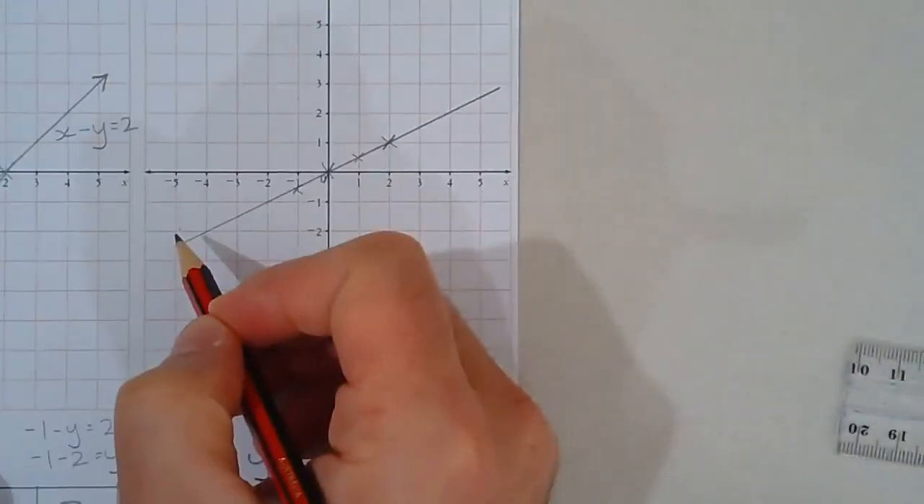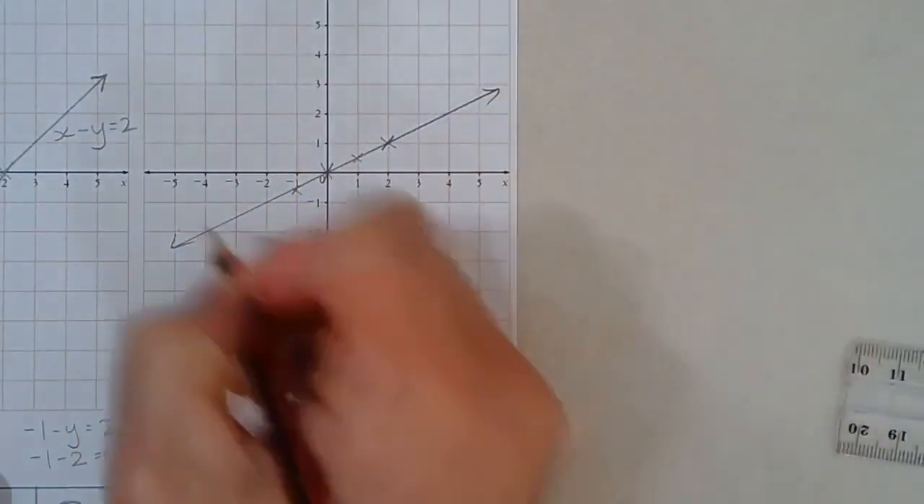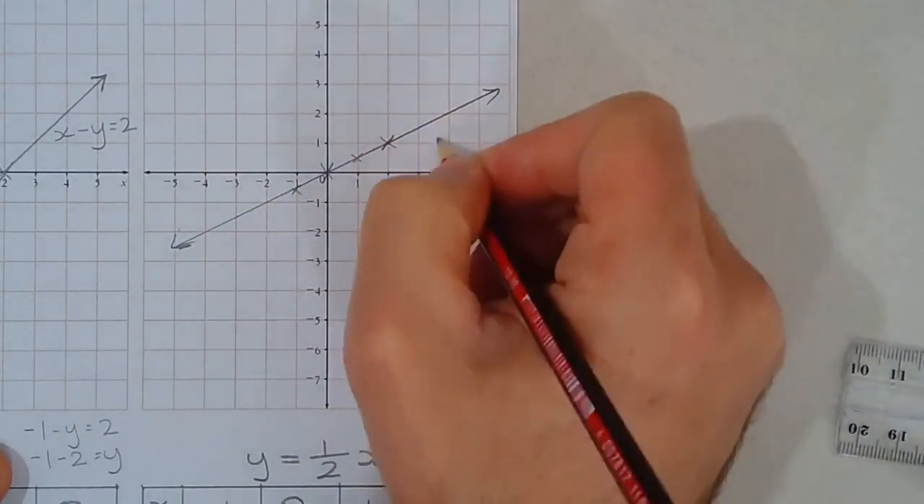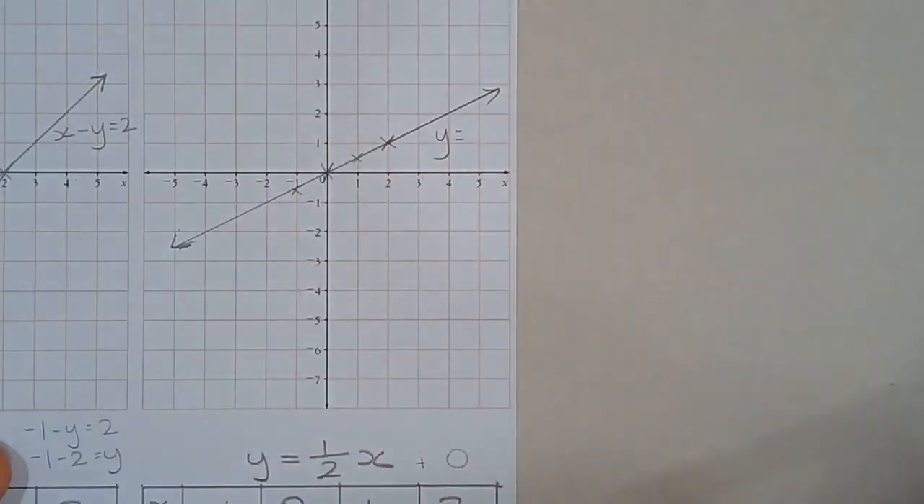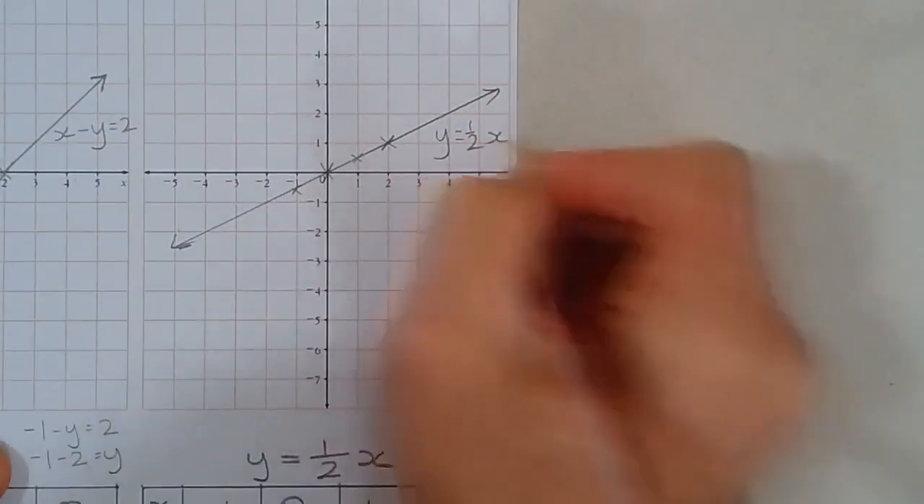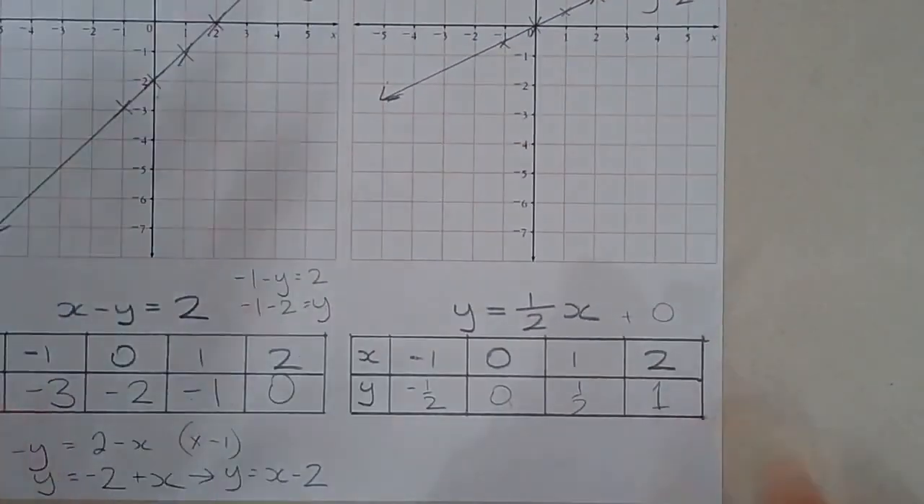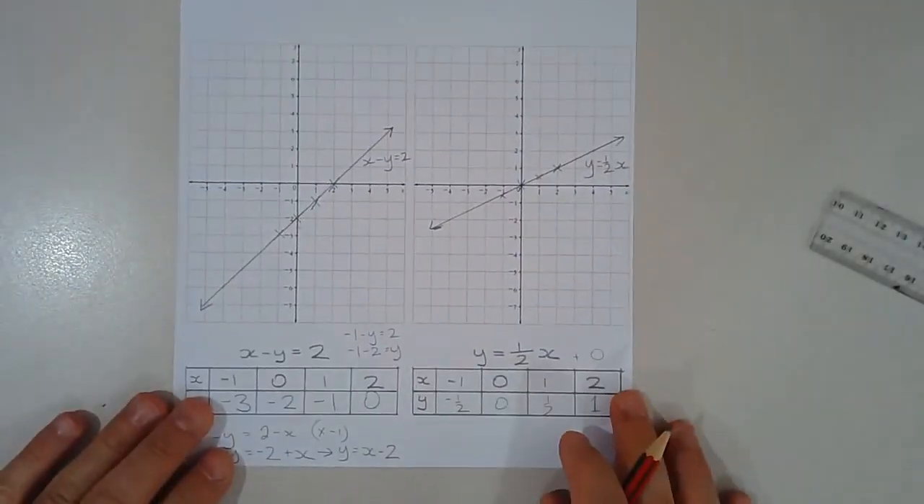Back down there. Put the little arrows on the ends because it goes forever and ever. And we'll write the equation: y equals half x. Zoom out, and that's it. We've now plotted 6 lines.